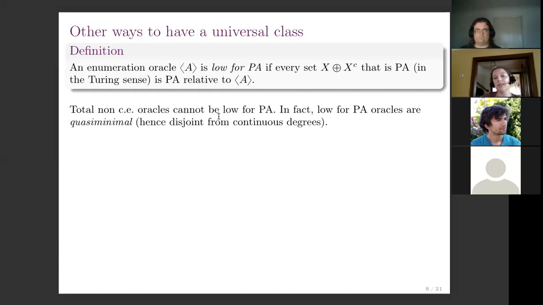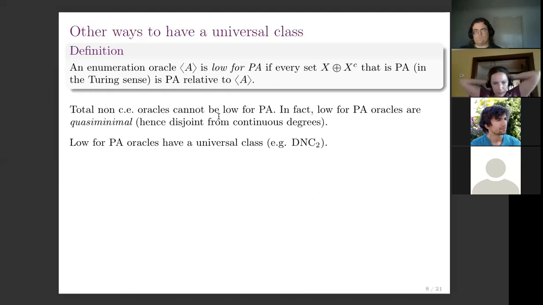In particular, this means that it's a new way to have a universal class, and they have universal classes, right? Because any PA degree is PA relative to them, and there is one Pi-0-1 class, the classical DNC2, diagonally non-computable zero-one valued functions, which is going to be a universal class for any low-for-PA oracle.